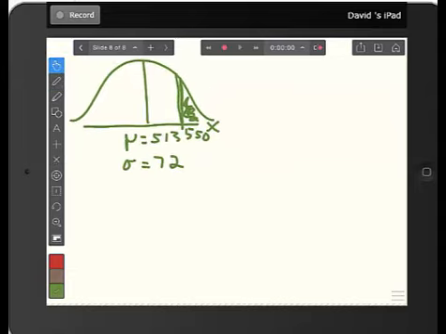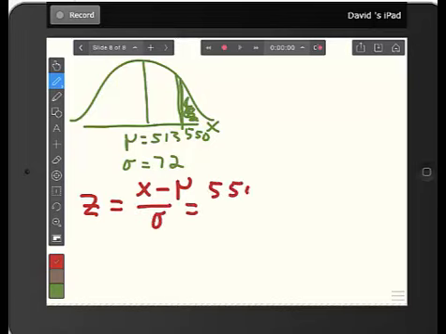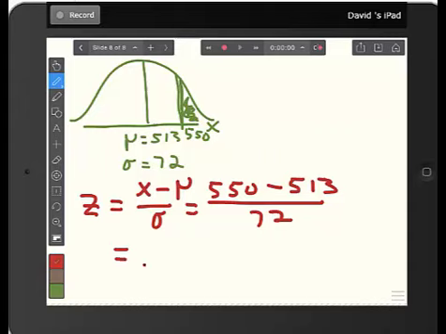So we'll calculate the z-value, which is just the number of standard deviations above the mean. So x minus mu over sigma, or 550 minus 513, again just how far away we are from the mean in x units, divided by the standard deviation to get this in z units, and that comes out to be 0.51. So that means the value is about half a standard deviation above the mean.